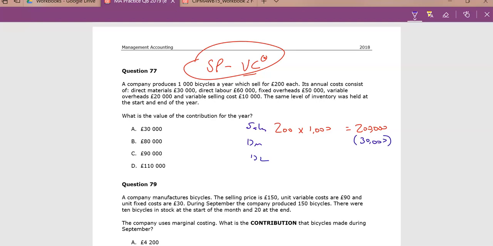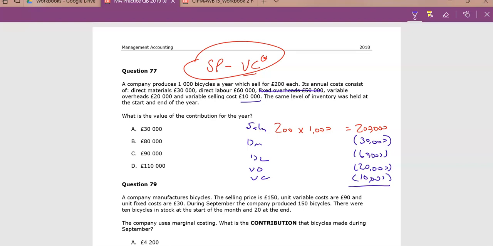Direct labor, 60,000. I'm going to ignore my fixed overheads. But variable overheads, they're variable. It's about behavior. And there's a variable selling cost as well, so all variable costs are involved here. The same level of inventory was held at the start and at the end of the year. That's just saying that this is fine. There's no opening or closing movement; imagine they're the same thing, so add, subtract, exactly the same. Everything remains quite static. So let's just do this.